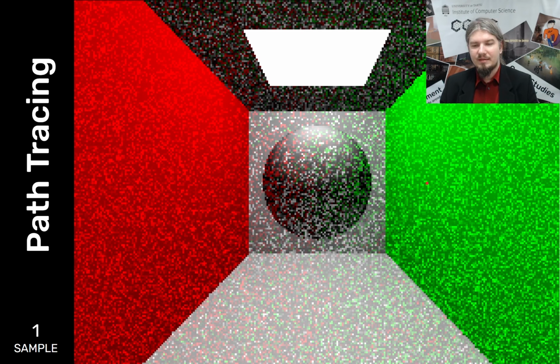All of these pixels have a random bounce ray that is shot onto the scene, and direct illumination from another hit point is considered as indirect illumination for the current hit point. You can see that this is a bit noisy, but this is just one sample of path tracing.